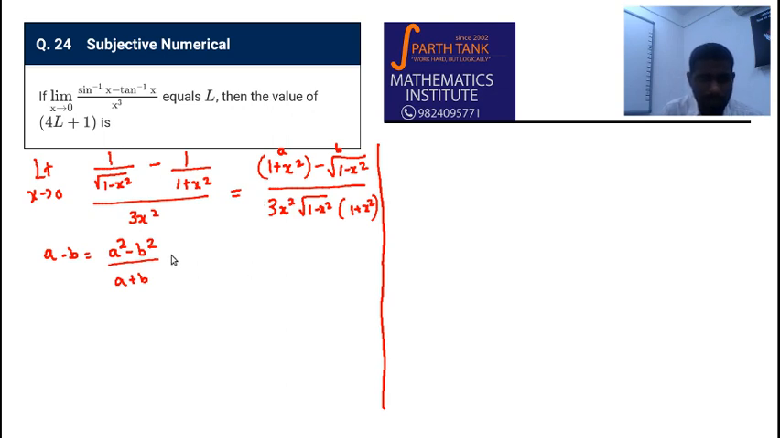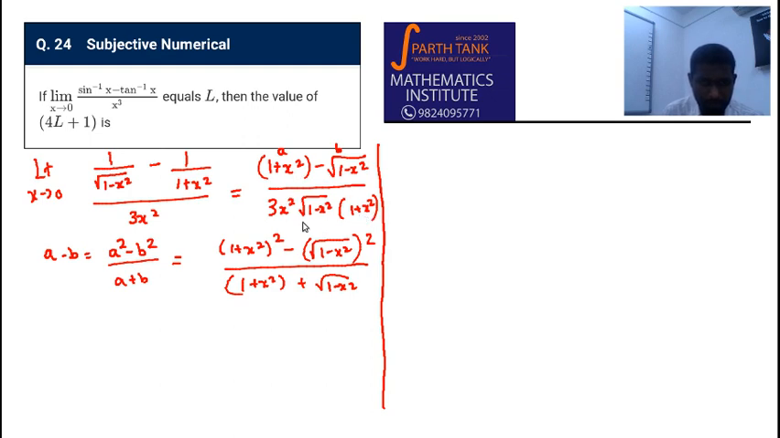So A minus B is equal to A squared minus B squared by A plus B, and remember this is A and this is B. So the numerator can be written as A squared, that is 1 plus x squared the whole square, minus B squared, which is square root of 1 minus x squared the whole square, upon A plus B, which is 1 plus x squared plus square root of 1 minus x squared. For the time being, keep the denominator as such. We'll just simplify this a little more and then substitute it back there.